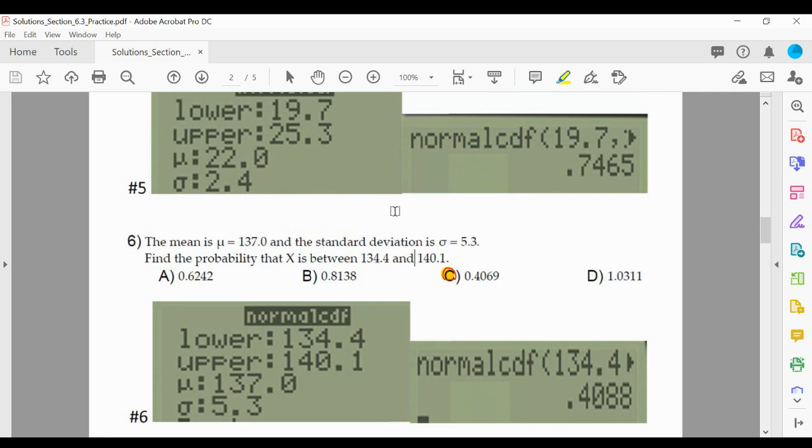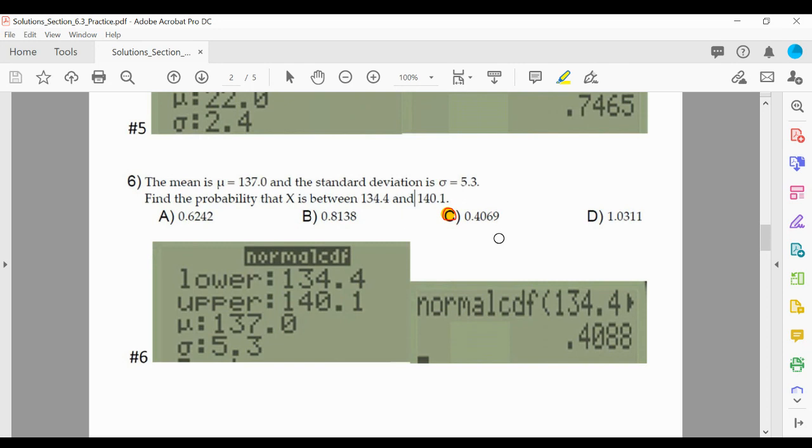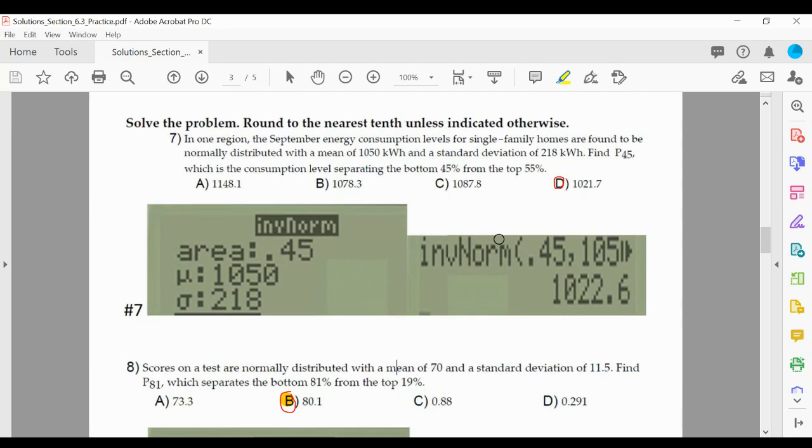Here again, same problem, number six, same type of problem. You're looking for the area between 134.4, there's your lower limit, and your upper limit is 140.1. You've got your mean and your standard deviation. And once again, 0.4088, nothing even close. That doesn't make any sense. Probabilities can't be bigger than one. These two answers aren't even close to this. Once again, if you couldn't live with that, change both to z-scores and subtract the smaller area from the bigger. It would have given you 0.4069, spot on.